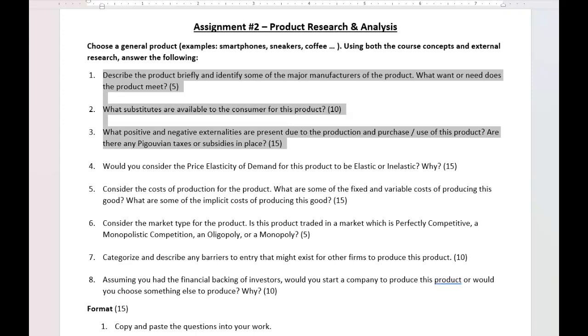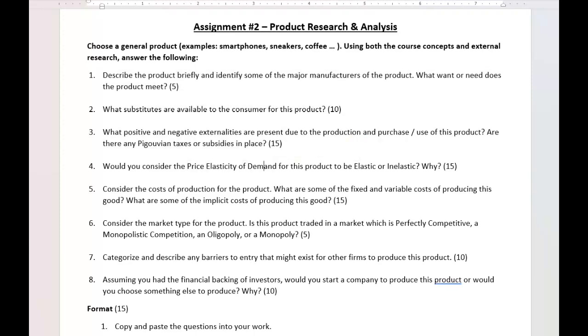Now let's think from the point of view of actually being in the market. If I am wanting to compete in this market, it would be helpful to know what I'm looking at in terms of price elasticity. Is this good that I'm considering producing something that's very inelastic or very elastic? What kind of market response is there to changes in price?